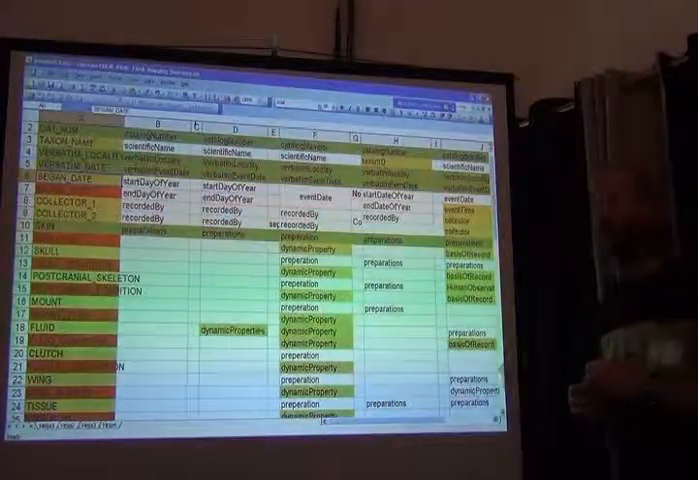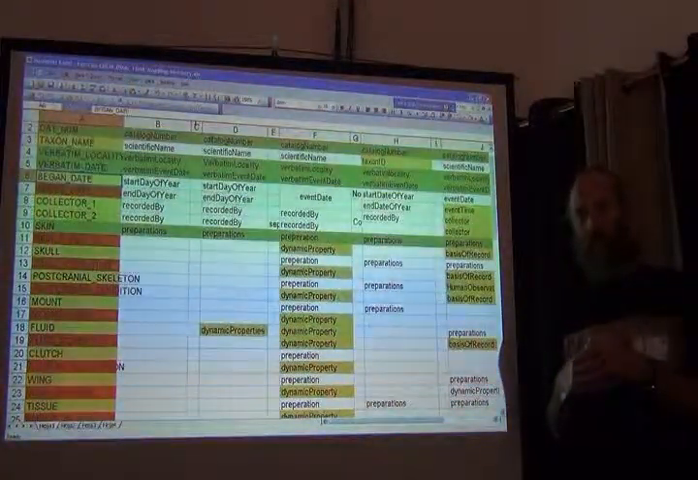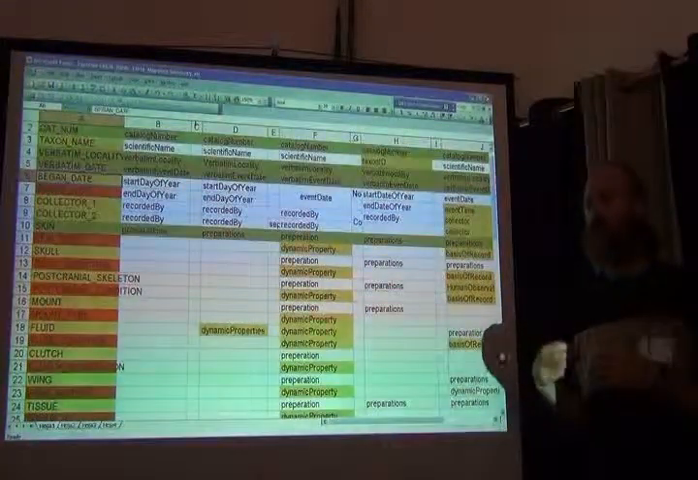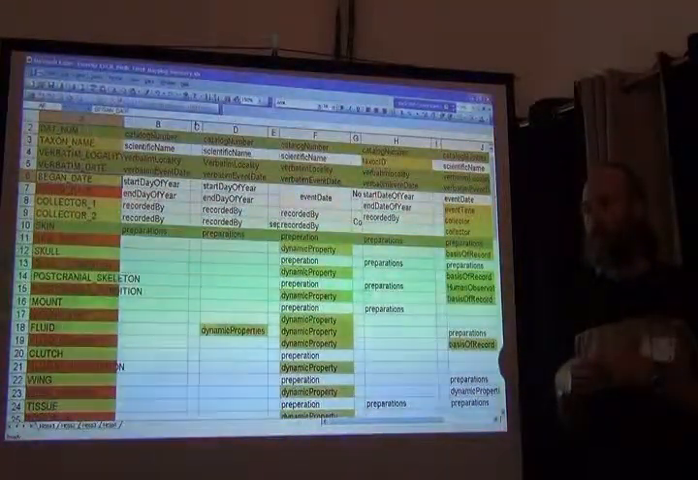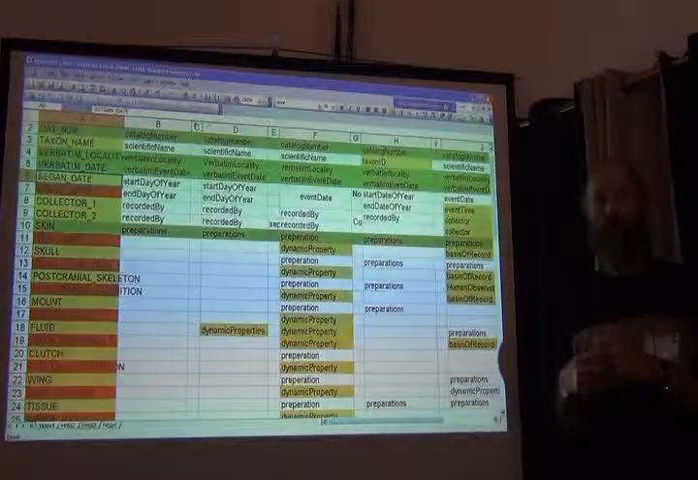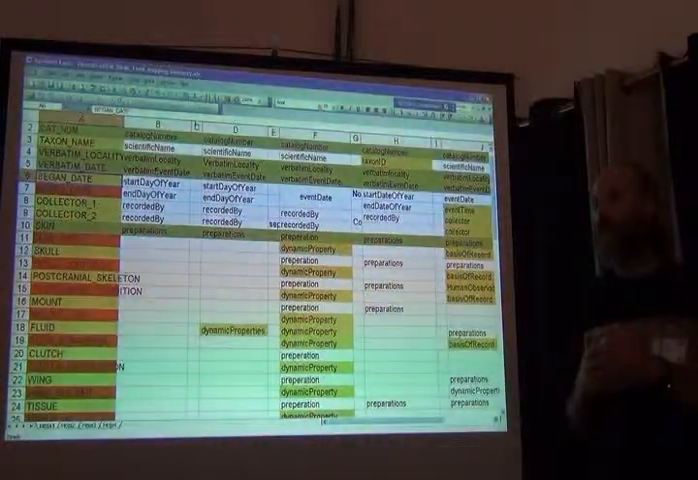In addition, Darwin Core has the year, month, and day. These are also to facilitate searching. Usually the year is the most useful one. You want to search for everything within a given year.